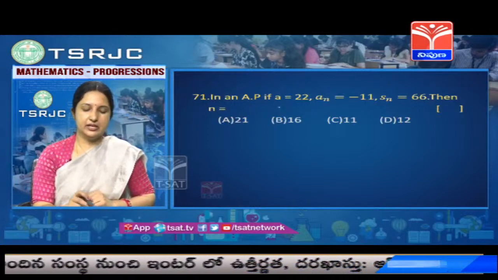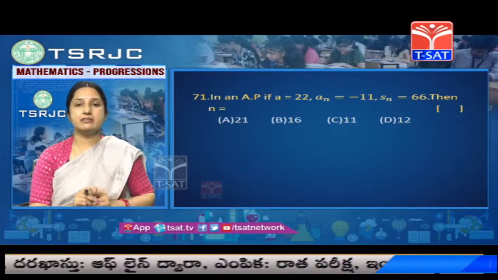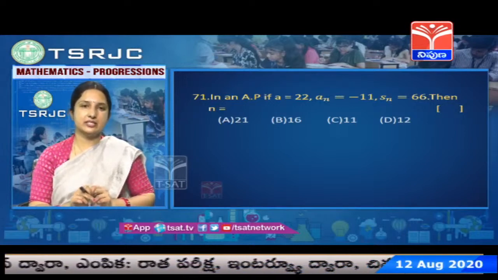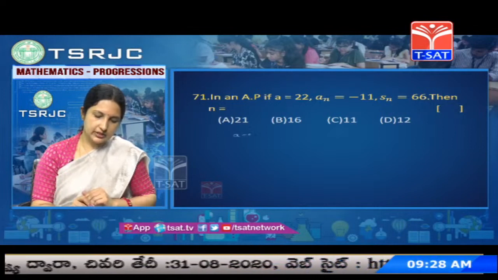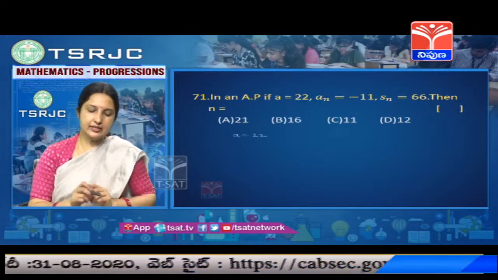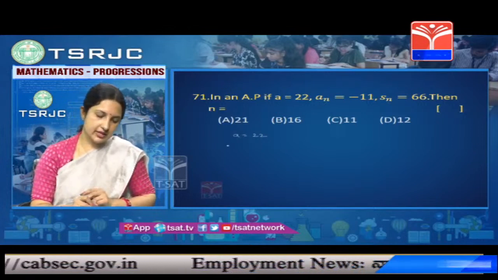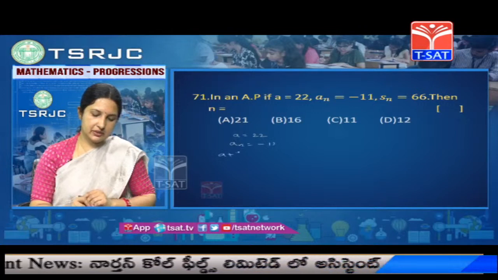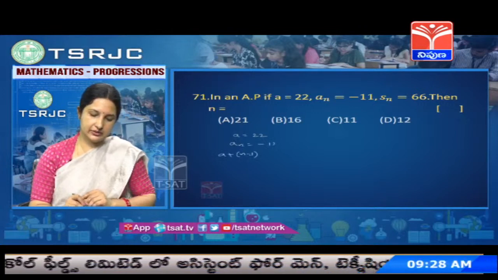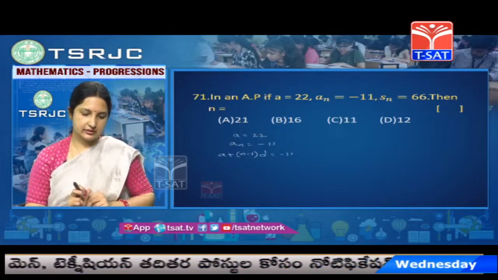Next, in an AP, if a = 22, an = -11, Sn = 66, then n = ? The first term is 22, and the nth term is -11. That means a + (n - 1) d = -11.